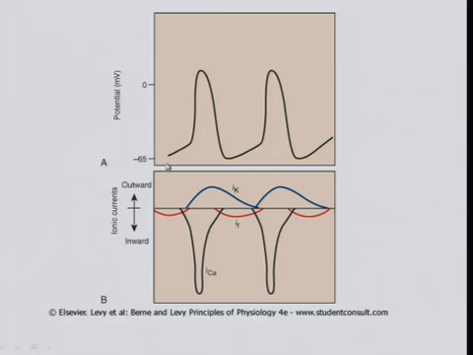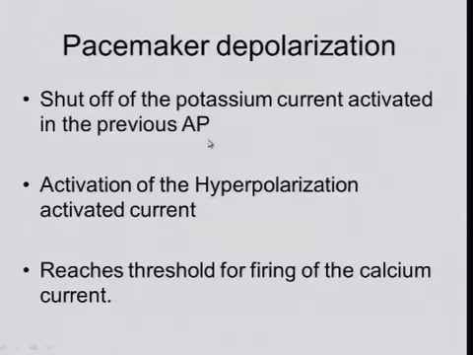Okay. And so the thing to remember about the pacemaker depolarization is it's a cycle. Outward current, inward current, balancing to give you a diastolic depolarization, calcium current providing an excitatory phase and a plateau, and it goes through these cycles in a regenerative type of behavior. So it shuts off the potassium current from the previous action potential. During that, the activation of the hyperpolarization current helps keep it going, and it reaches the threshold for firing of the calcium current, and that's what fires your next action potential and resets the entire cycle.